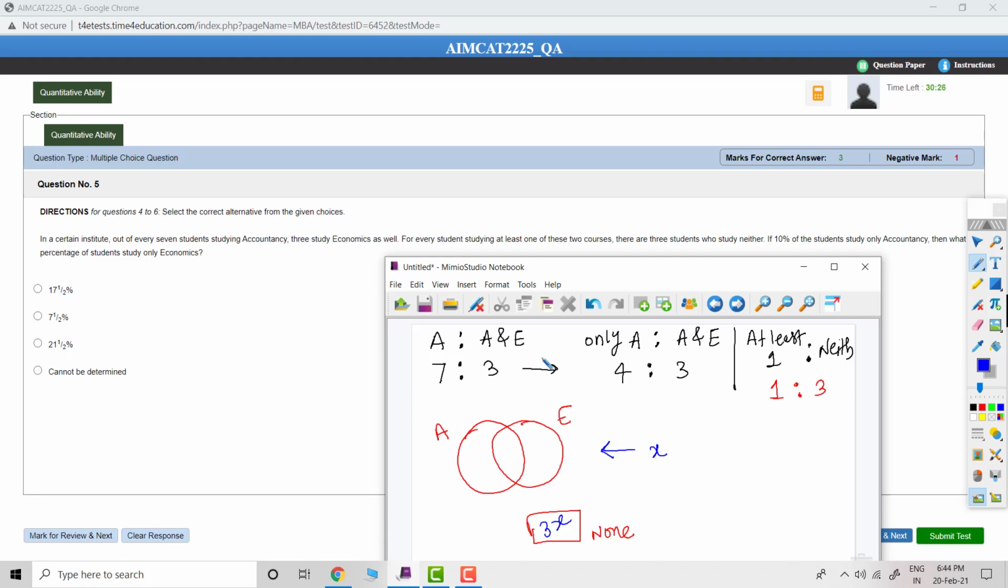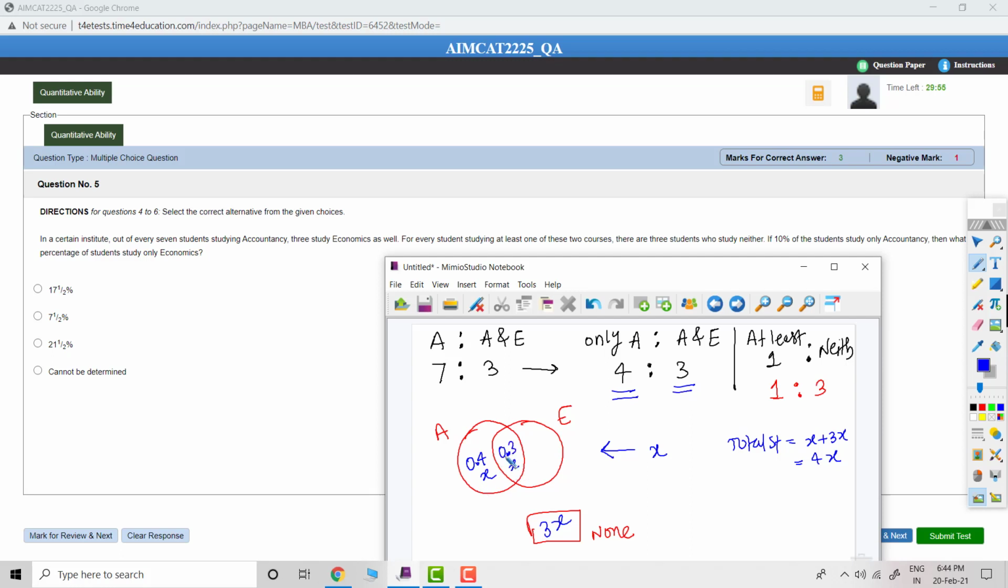Now the final statement is, if 10% of students study only accountancy, total students become x plus 3x, that is equal to 4x. Out of total 4x, 10% study only accountancy, means 0.4x. This is 0.4x. So this is how much? This is 0.3x now.